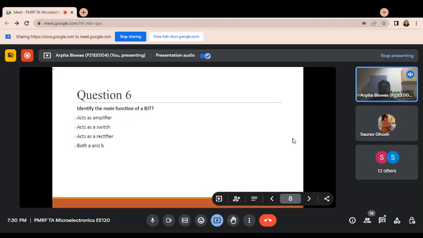So anyone else who can give the explanation about the BJT acting as a switch? Ma'am, BJT acts as a switch in two conditions. In the on condition, when the BJT is in saturation mode, the emitter base junction and the collector base junction are both forward biased. That is saturation, an on switch. When both are reverse biased, that is cutoff mode, and it acts as an off switch. Okay.